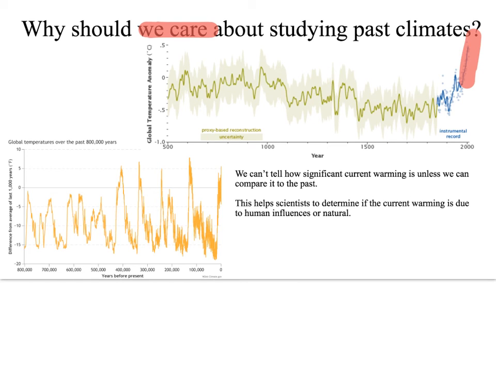And we can see that on this graph here, where we've got really rapid warming and then cooling, then warming, then cooling, then warming and cooling, and so on, until we get to today, where we've got this rapid period of warming. So if we didn't have this past climate data, we couldn't tell how significant this current stage of warming is. If we look at the past 2,000 years, here we are, this is the year 2000 nowadays, this is going back to 500 AD, and here the green line is the proxy-based reconstruction.